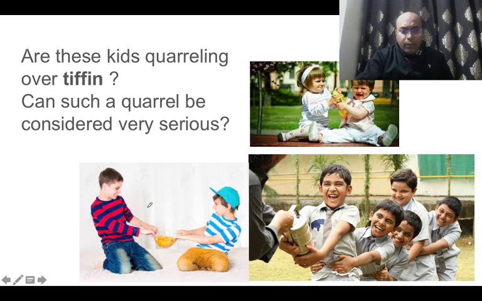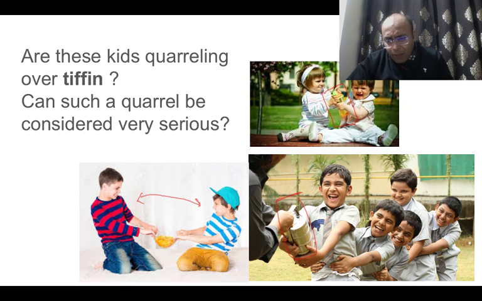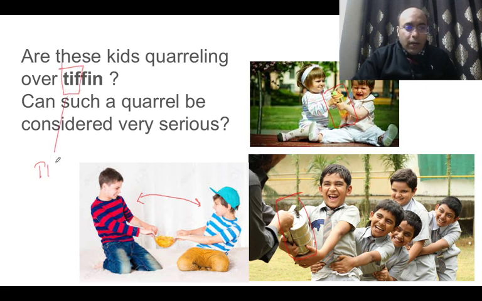Further, in these images, we see that these two children are fighting for a tiffin. Here we can see the tiffin very clearly. They probably have a tiffin or a bottle, something. So these kids are fighting for tiffin. From tiffin, we can remember a word, tiff. So we get a word TIFF, and again it is a fight. Of course, this will not be considered very serious.